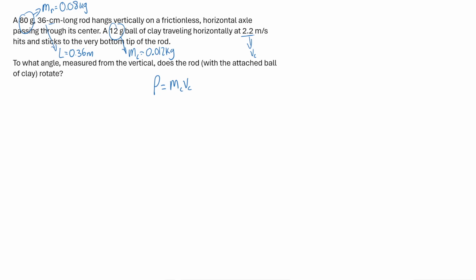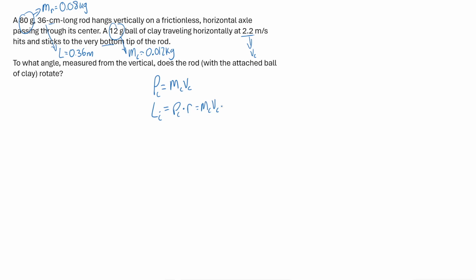And this is linear momentum right now. But since it's going to hit that rod at the bottom, it is going to cause that rod to rotate, and we're going to start to deal with angular momentum. So let's look at initial angular momentum. We don't have to consider it for the rod right now. We're only looking at the clay. And that is the linear momentum times the radius. So we already have the linear momentum equation, right? That's just the mass of the clay times the velocity of the clay.